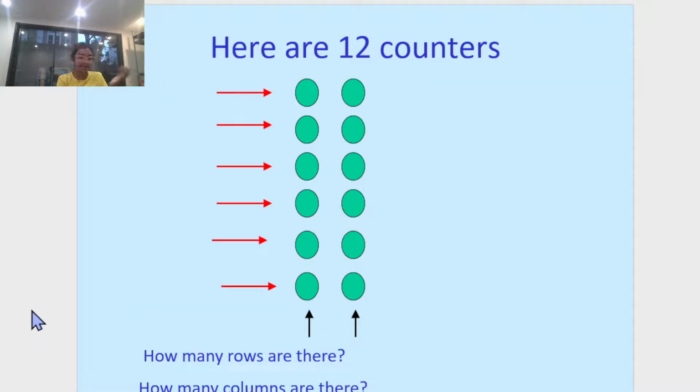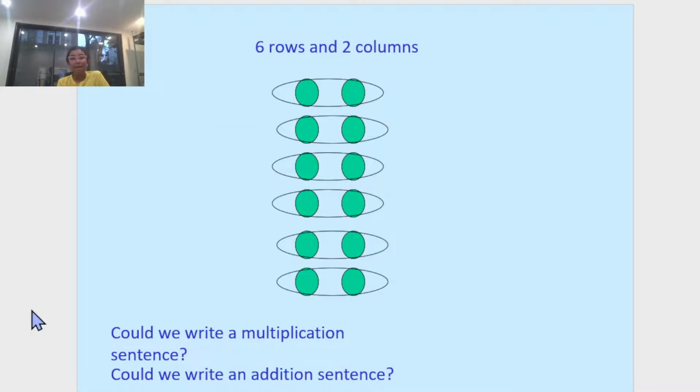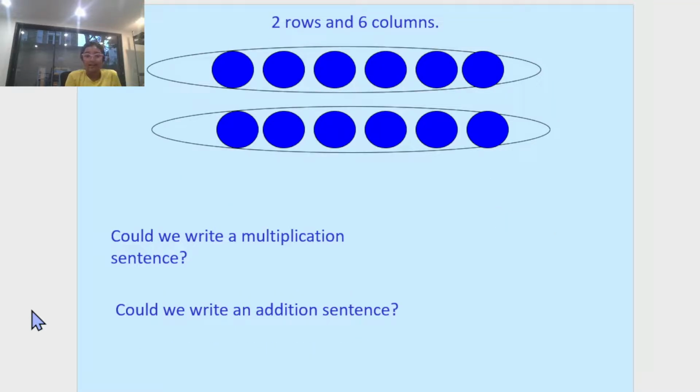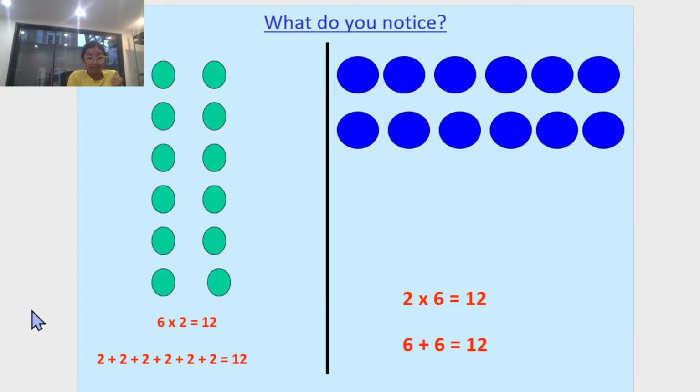Here are 12 counters. How many rows? How many columns? 6 and 2. Can we write a multiplication sentence? Can we write an addition sentence? 6 times 2, 2 plus 2 plus 2 plus 2 plus 2 plus 2. Here are 12 counters. How many rows? How many columns? 2 and 6. Can we write a multiplication? Could we write an addition? Boom! And what do you notice?